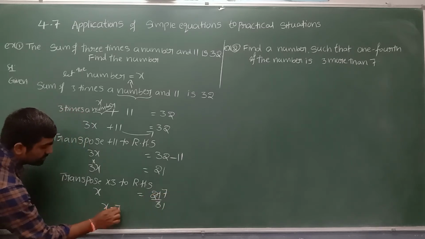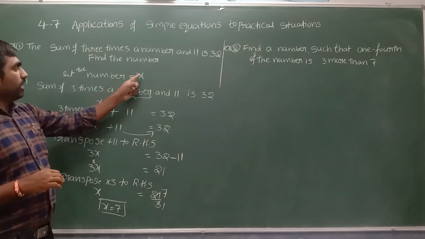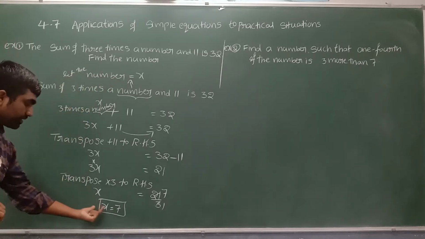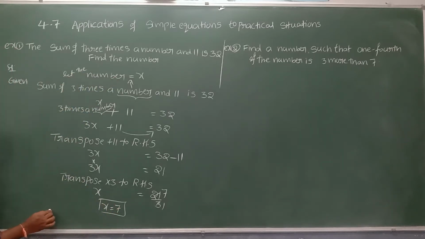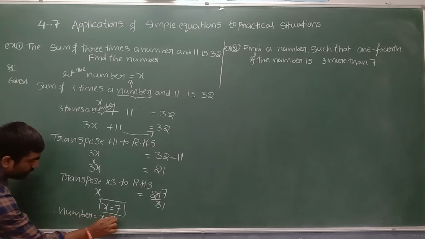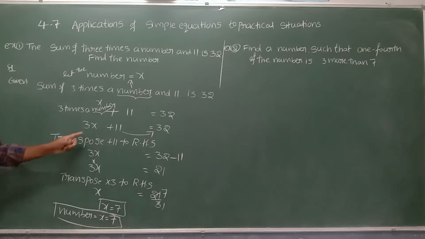Yes, we can write x is equal to number. Actually, what is meant by x here? x is nothing but a number, an unknown value. Now that number x is how much? 7, it seems. Therefore, we can write number is equal to x is equal to 7. Now the required number is 7. You can go for checking also.